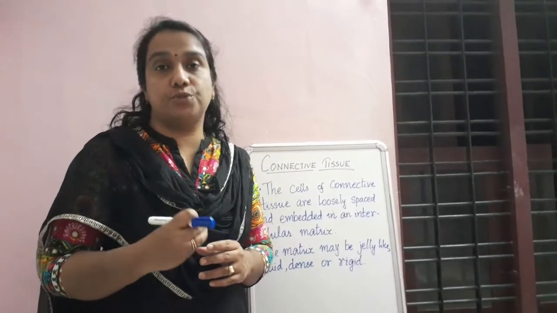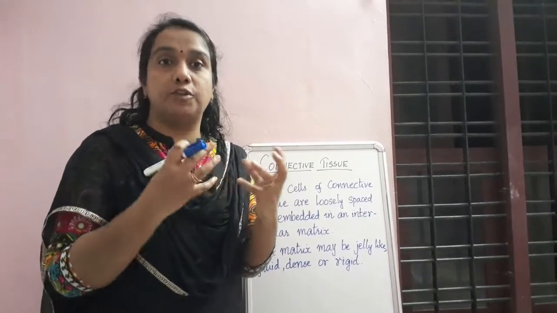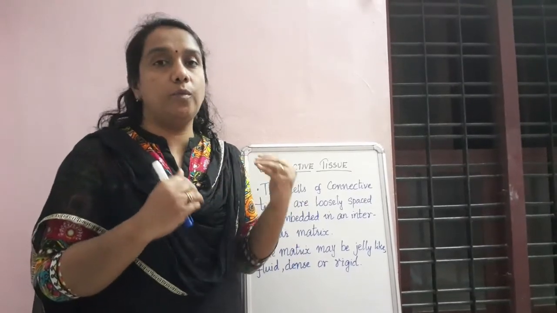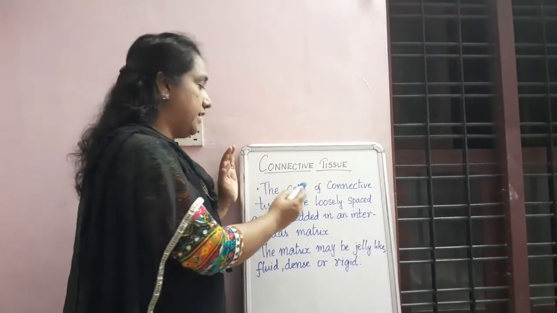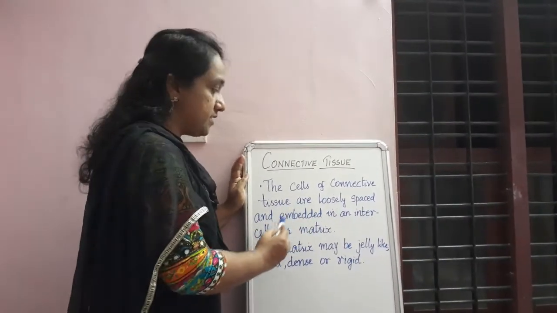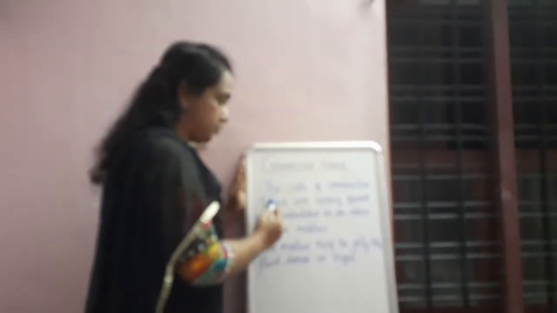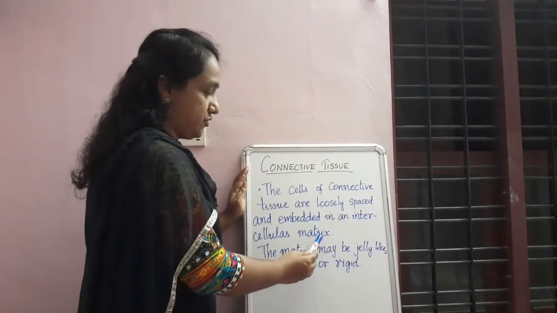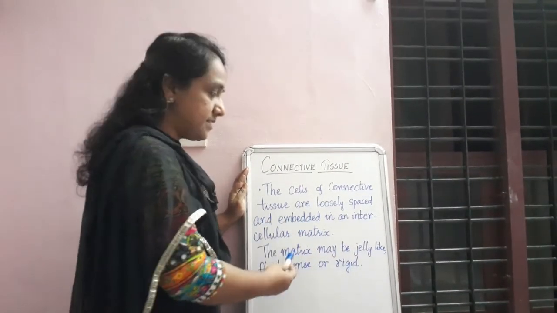As you know, what are tissues? Tissues are groups of cells which have the same structure and perform a particular function. Now we will see what connective tissue is. In connective tissue, the cells are loosely spaced and embedded in an intercellular matrix. So what is the definition of connective tissue? The cells of the connective tissue are loosely spaced and embedded in an intercellular matrix. The matrix may be a jelly-like fluid, or it may be dense or rigid.